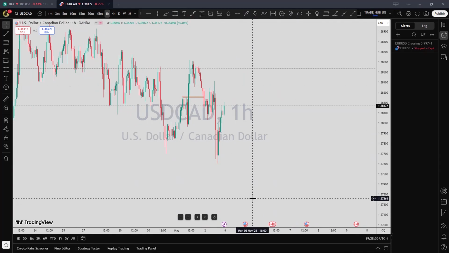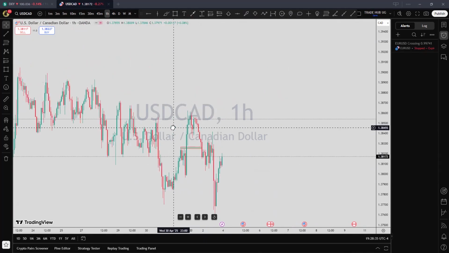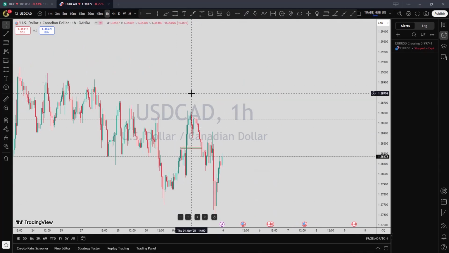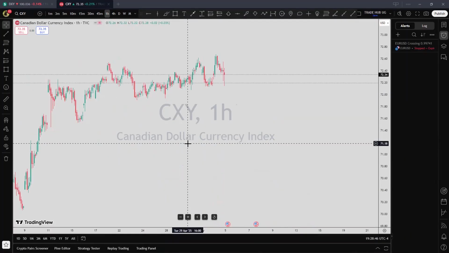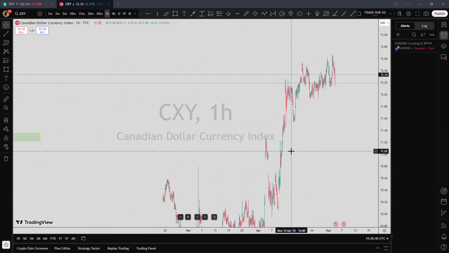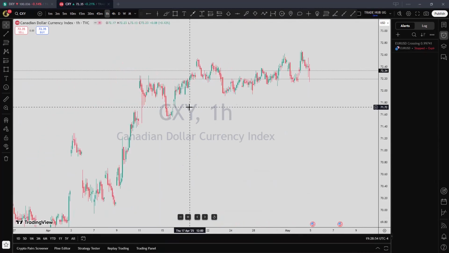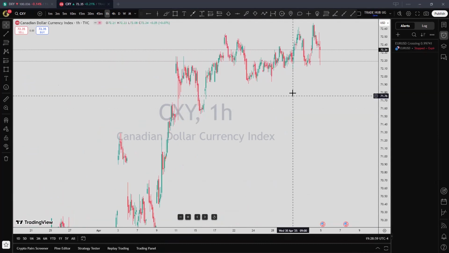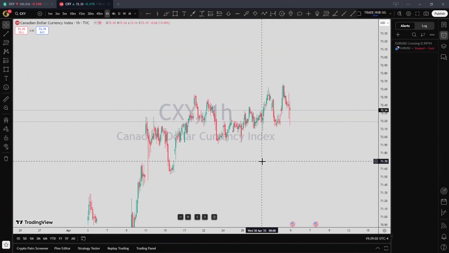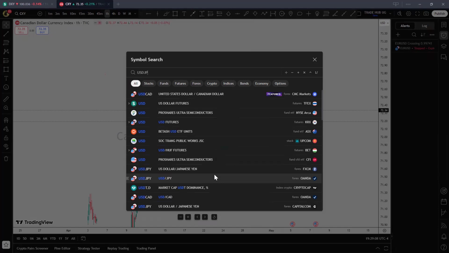Unless the DXY amplifies its buying pressure on the index, I mean the dollar index. That's what you are seeing? CXY, the Canadian dollar index. If it sells, then that's better. They will signal only to push for more buys. Otherwise, let me look at USD JPY.